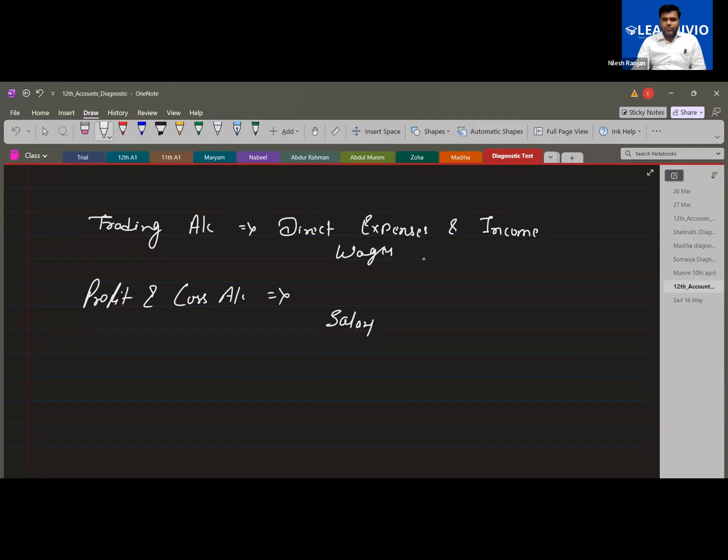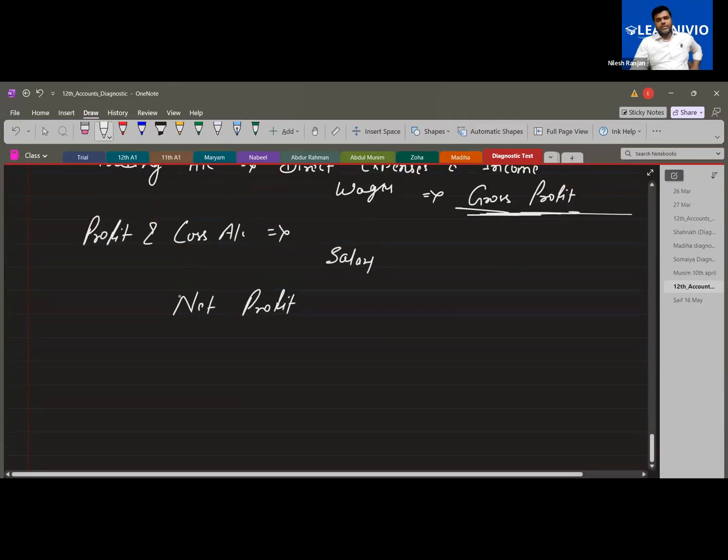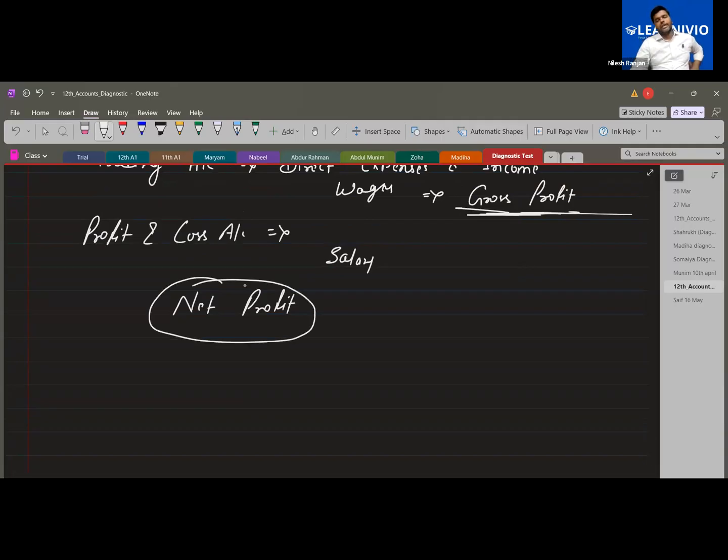Okay. Now, in trading account, we calculate the gross profit. So gross profit is also direct profit, but it is not the final profit. Final profit is calculated in profit and loss, which is net profit. Because this profit is not overall profit. After this, we deduct some other items. After deducting those items, we get the net profit. This is the final profit of any business. And to calculate this, we need other income and other expenses.